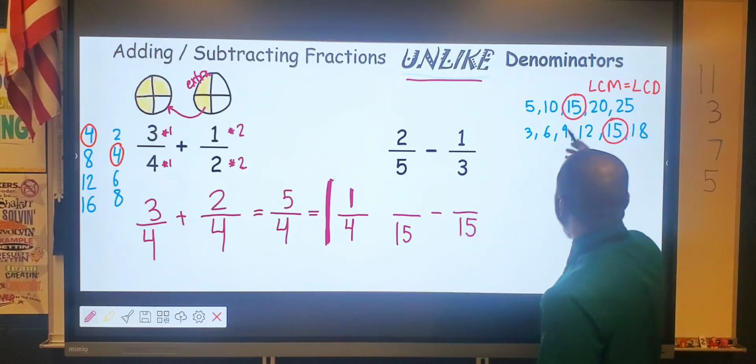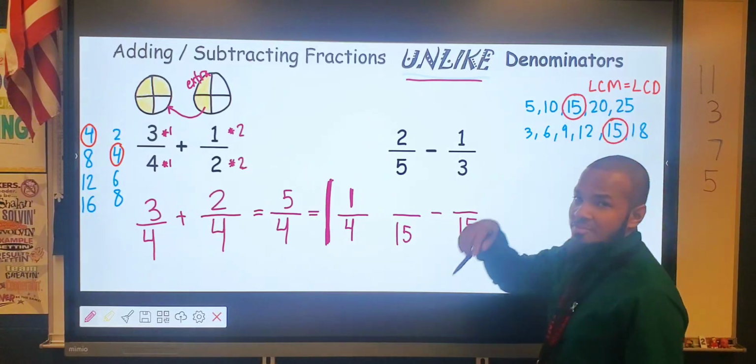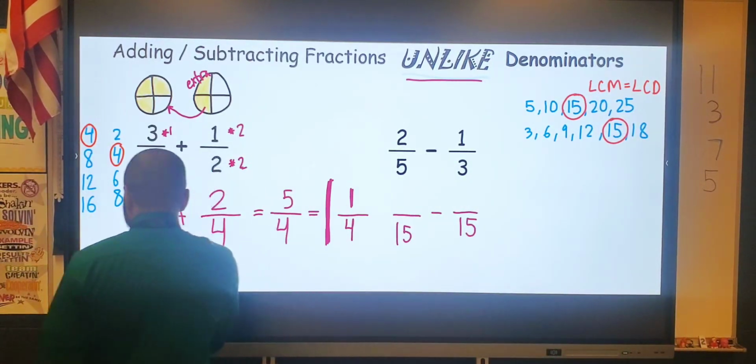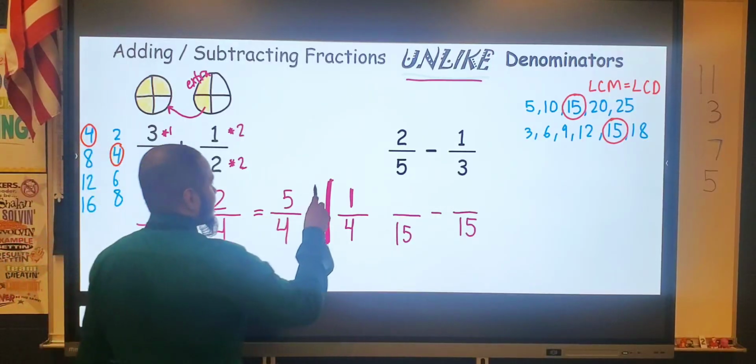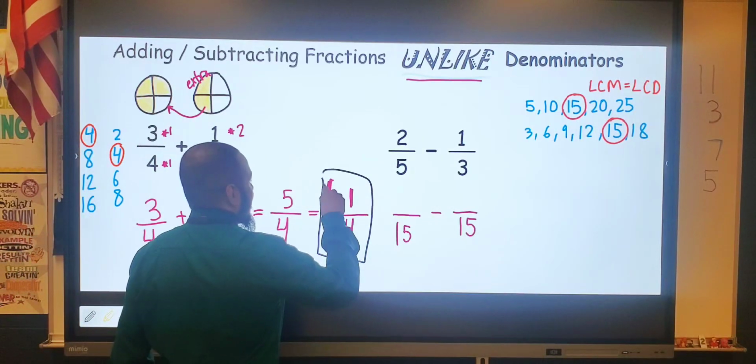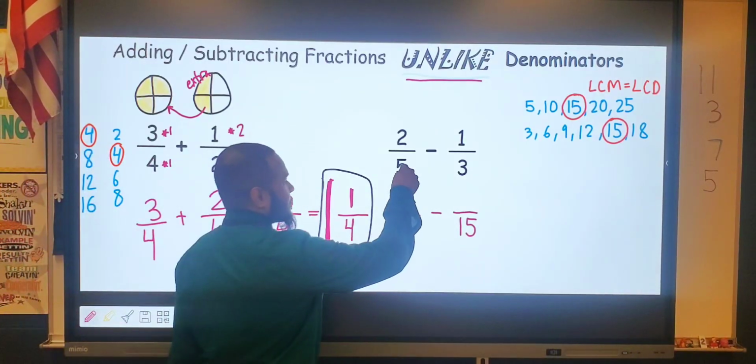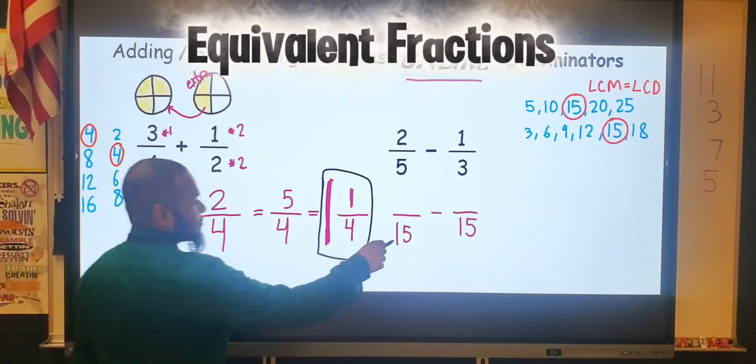How do I know this? Because my LCM turned into my LCD. Now what I ask myself is, well, how? Let me box this answer real quick so we know this is not separate. Okay. All right, so as you can see, the 5 turned into a 15.